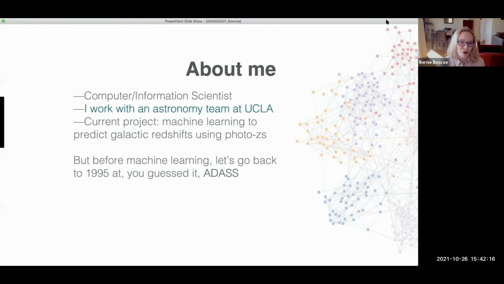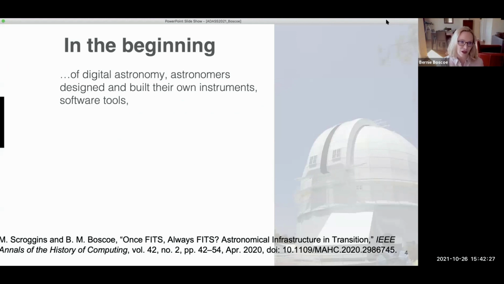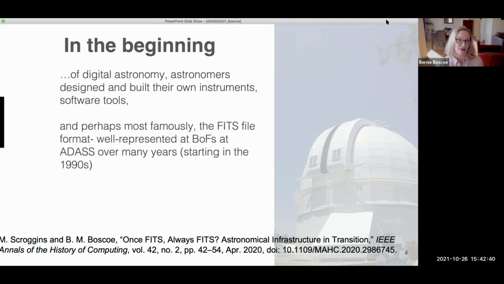So before machine learning, let's go back in time to 1995 at, you guessed it, ADAS. So in the beginning of digital astronomy, what I'm calling it, maybe we can say this started in the 1970s, astronomers have been designing and building their own instruments and software tools since this time. And most famously, I think, is designing the FITS file format, which has been well represented at these birds of a feather at ADAS over many years, starting in the 1990s.